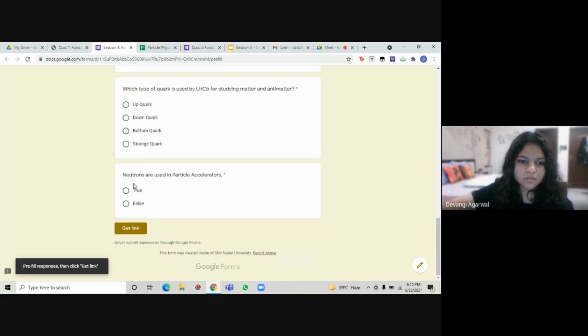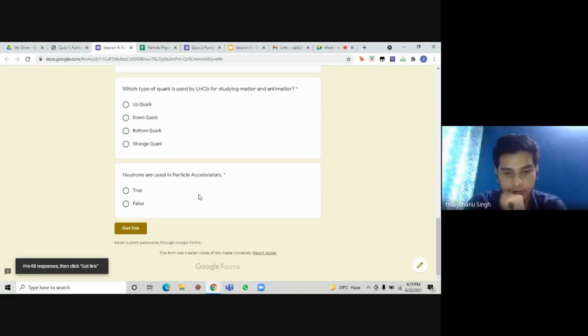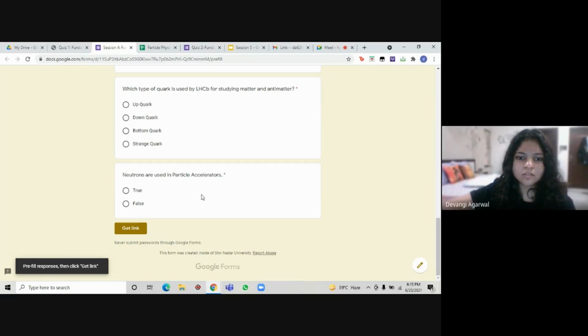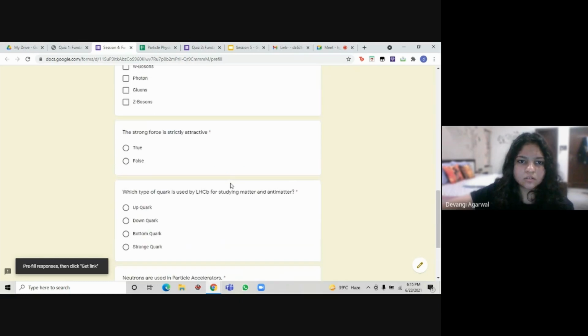Then next was neutrons are used in particle accelerators. True or false? Vidush, did you raise your hand for this question? Yes. It's false because we had been told that only charged particles are used in particle accelerators, but a neutron does not have a charge. Right, that's correct. Since neutrons can't be accelerated by electric fields, we can't use neutrons in particle accelerators. Okay.